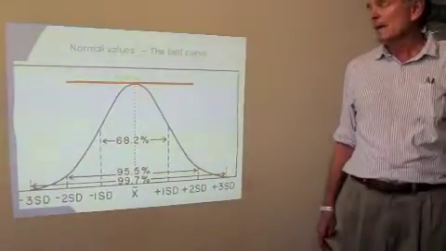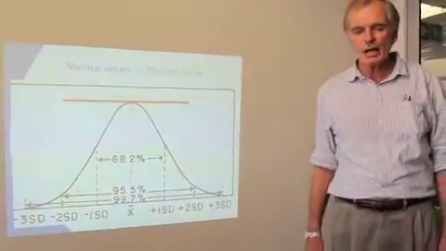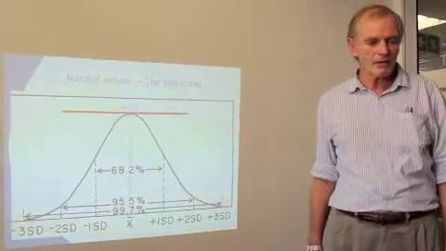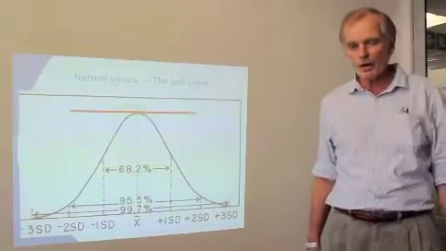Important from this slide to realize that normal values are an average. They don't cover everyone in the population. They cover an average group of healthy people.